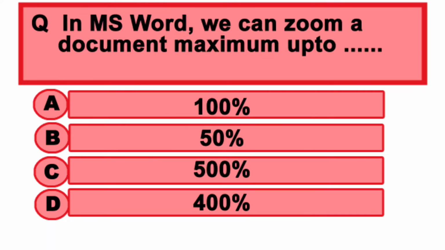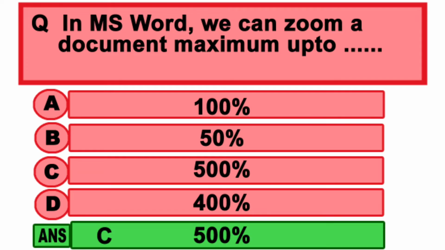In MS Word, we can zoom a document maximum up to. The options are A. 100%, B. 50%, C. 500%, D. 400%. The correct answer is answer C. 500%.